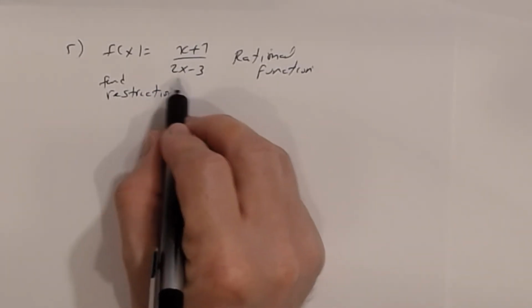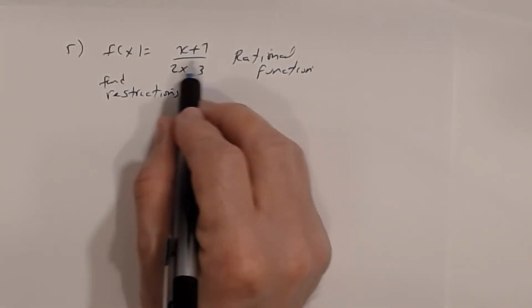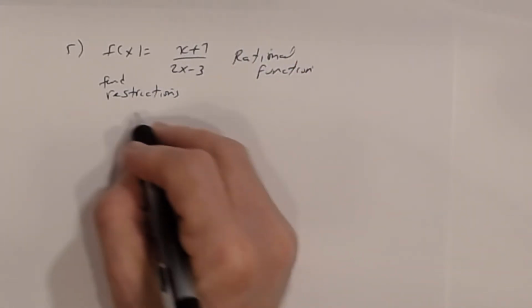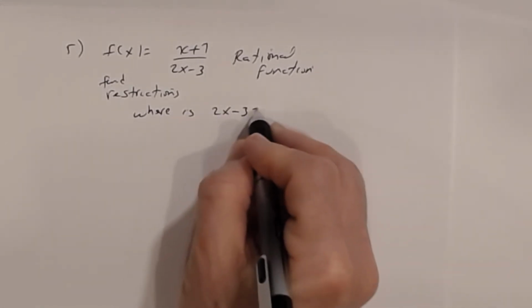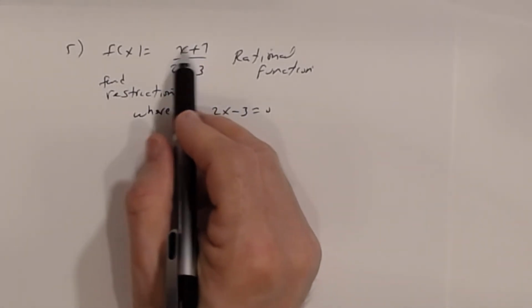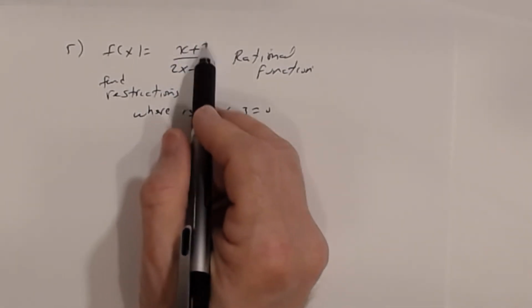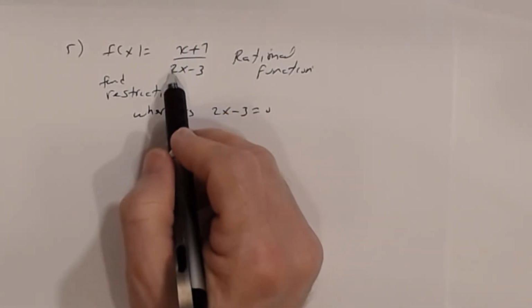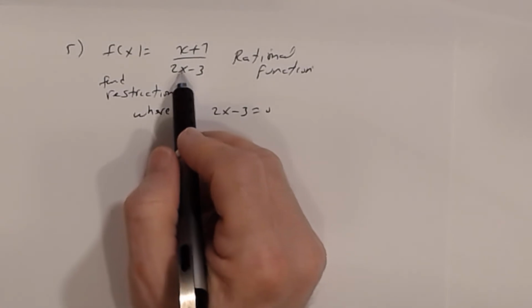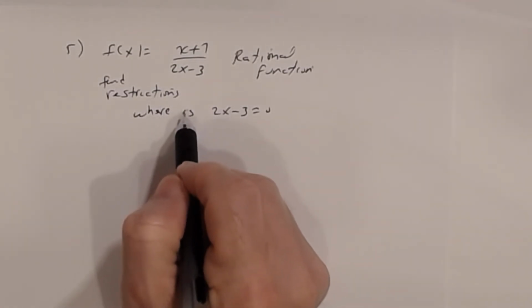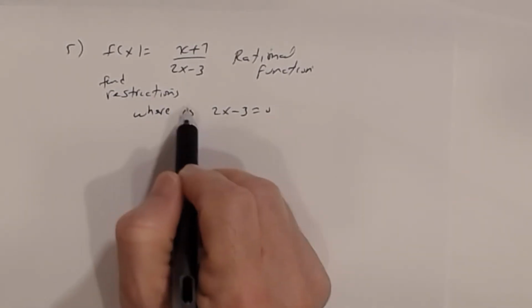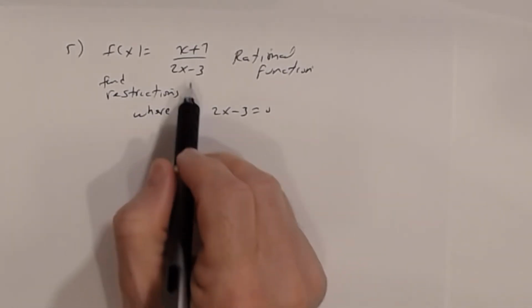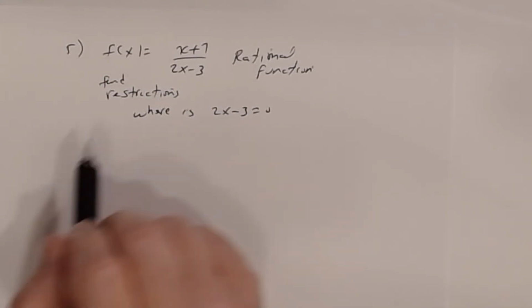So you're asking yourself, where is 2x minus 3 equal to 0? It doesn't matter what the numerator is. The numerator can be 0. It is the denominator that cannot be 0, because you can never divide by 0. So if I want to find out what I cannot use in the domain, what I have to restrict, I have to find out what makes the denominator 0.